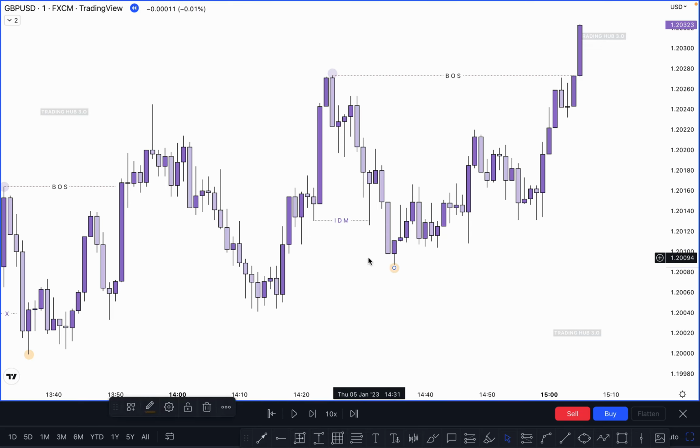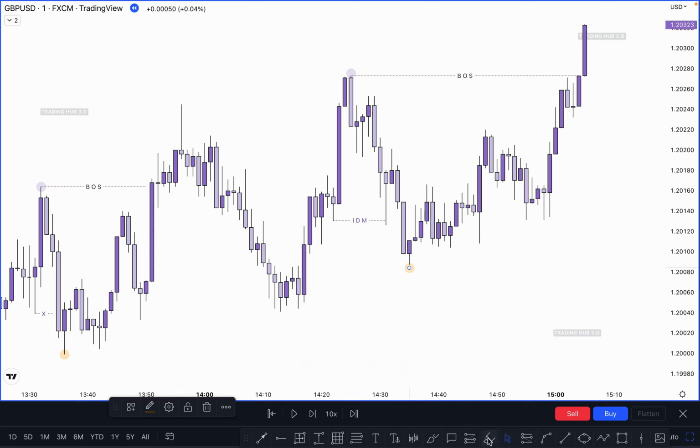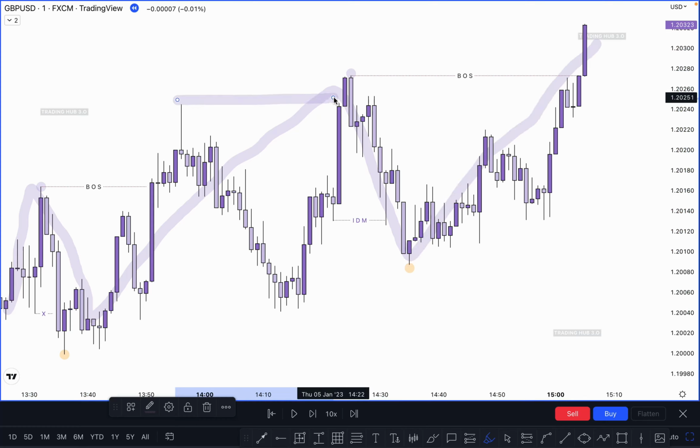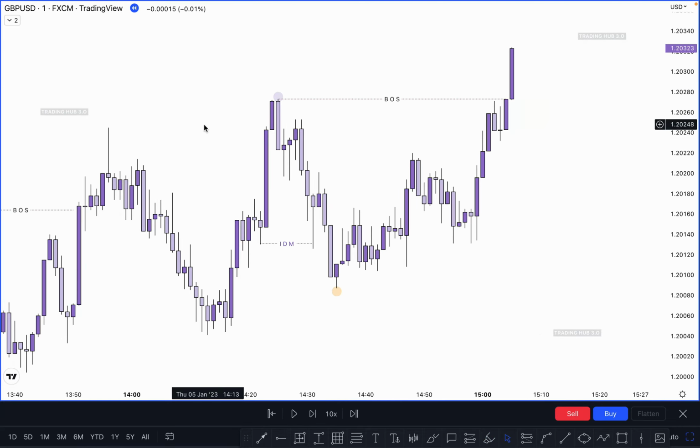So this moves something like this. Let me show you exactly. This moves like this, and like this, okay, and this, right? And you can see this is not a break of structure, as we explained here. Now let's see what happens next after break of structure.